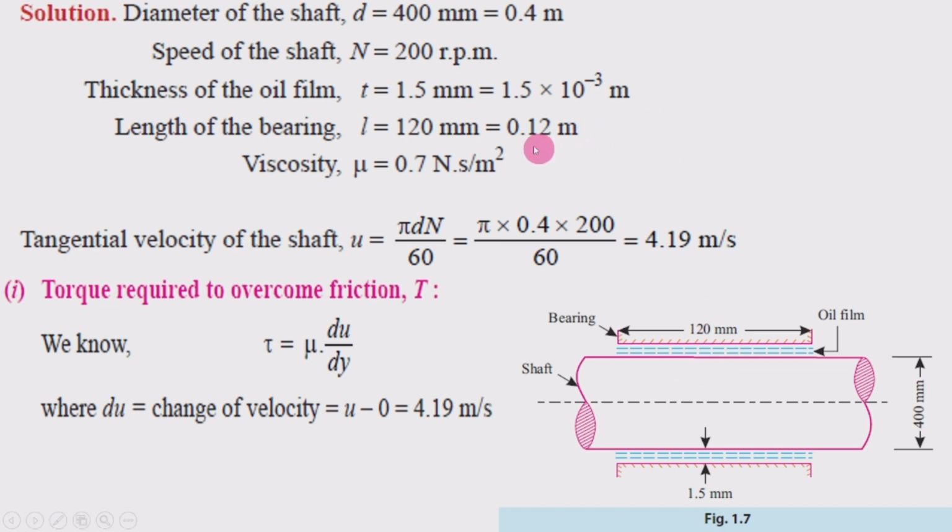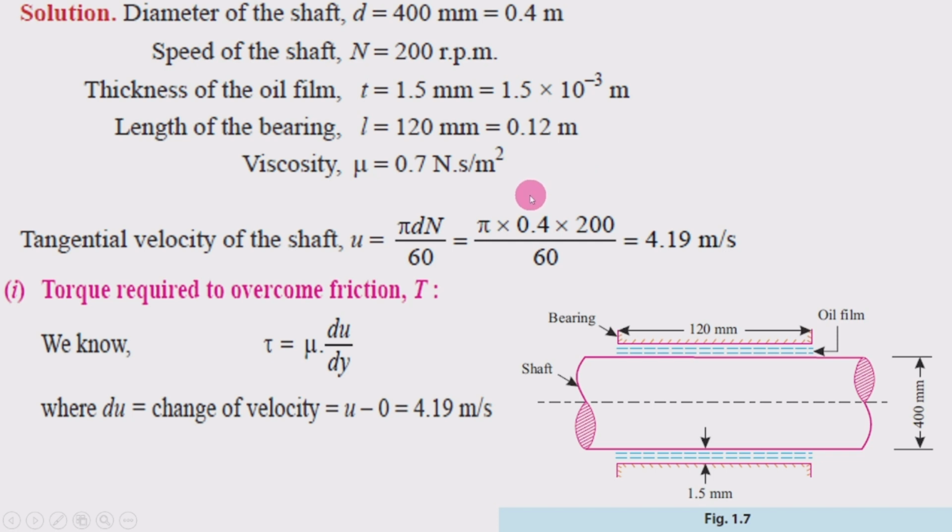Moving to the given data of the problem, diameter of the shaft D is given 400, that we can write 0.4 meter. The speed of the shaft N equal to 200 rpm. Thickness of oil film, t equal to 1.5 into 10 raised to minus 3 meter. Length of the bearing L is given 120, 0.12, and viscosity, or dynamic viscosity we can say, mu is given 0.7 Newton second per meter square.